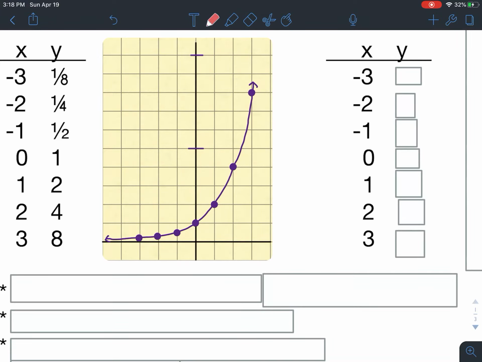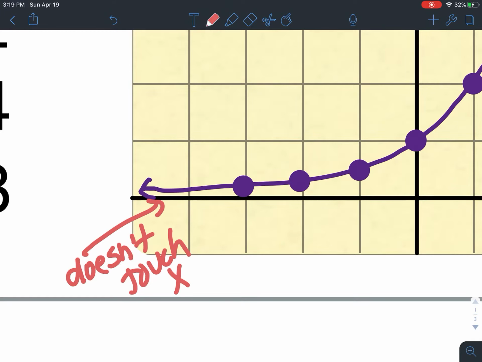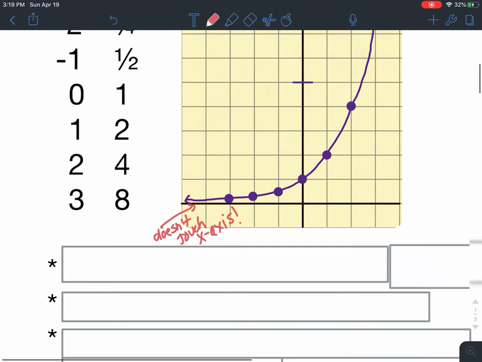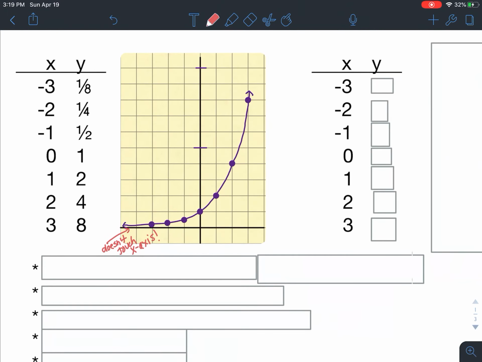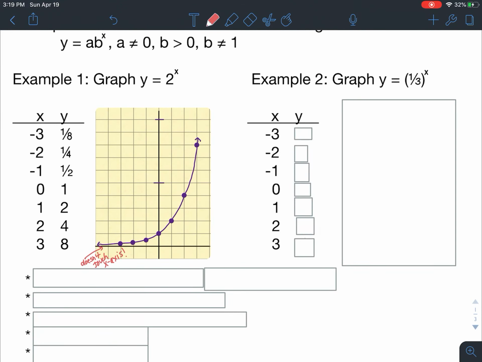And it's very important right here that this doesn't touch the x-axis. We're going to talk about that more in a minute, but while you're drawing your first one, I just want you to know that it does not cross the x-axis. Okay, let's try another one.